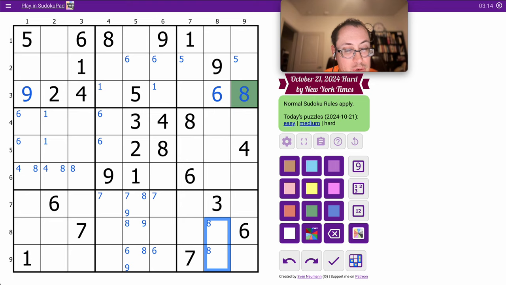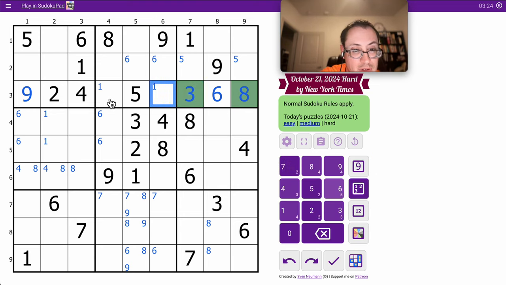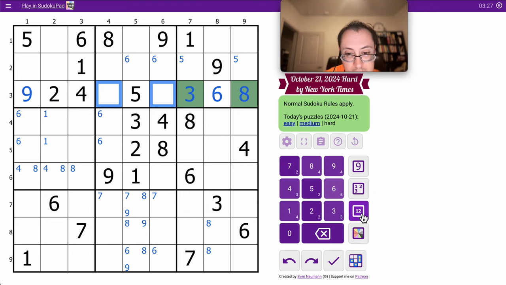That gives 4, 5, 2, 4, 5, 6, 8, 9. I need 1, 3, and 7, two of which are seen by that cell, which forces it to be a 3, and now these are 1, 7. Now, in region 5, which has had 1, 2, 3, 4, 8, 9 the whole time, what I need are 5, 6, 7. One sees 6.